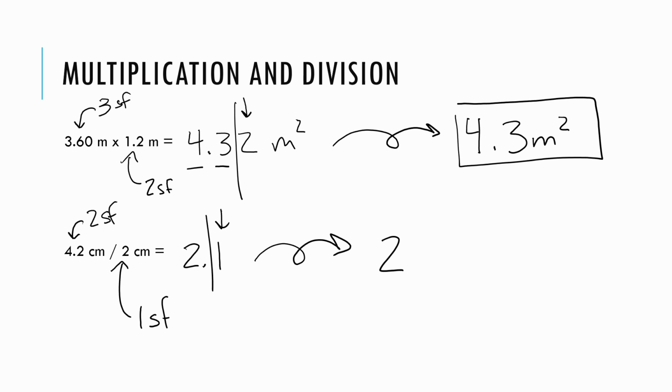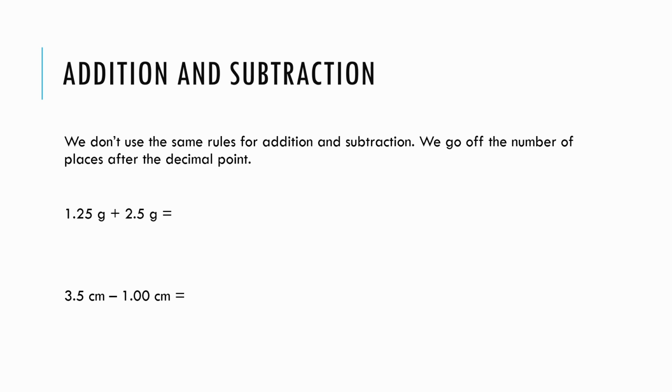Now, with multiplication and division, we use our significant figures, but let's look at what we do with addition and subtraction. We don't use those same rules. We go off the number of places after the decimal point. There's a couple of ways that textbooks write this, but essentially we're looking at where the decimal place is and seeing how many numbers are after that decimal place. If there is no decimal place, then technically that has 0 places after the decimal. There's no decimal place, so there's no places after.